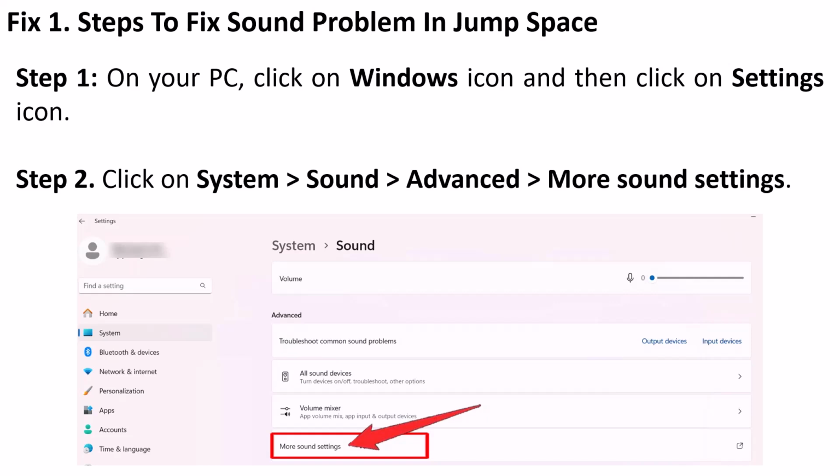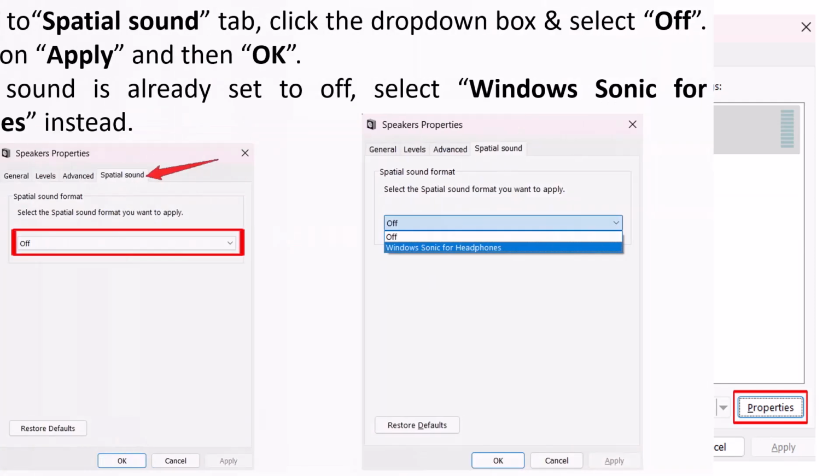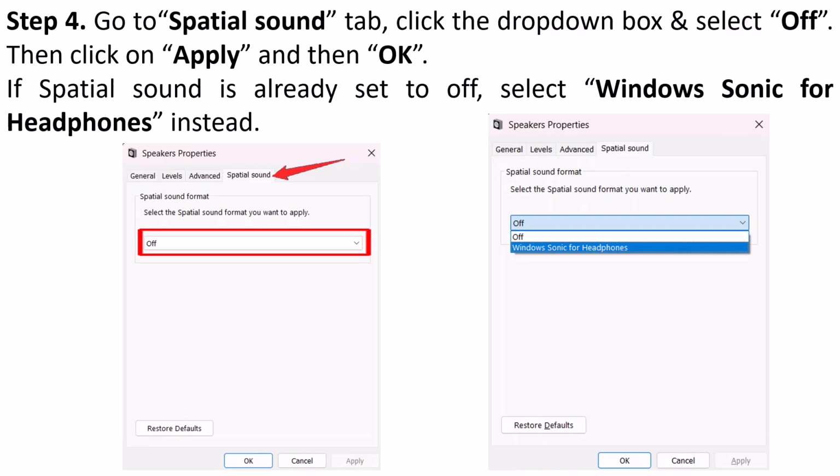Click on System on the left, then click on Sound, Advanced, More Sound Settings. Click your default device, for example speakers, and then click on Properties. Go to Spatial Sound tab, click the drop down box and select Off. Then click on Apply and then OK.